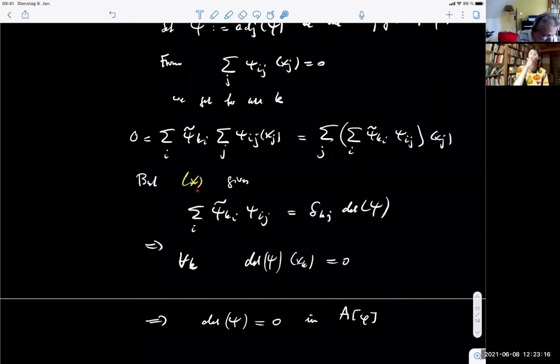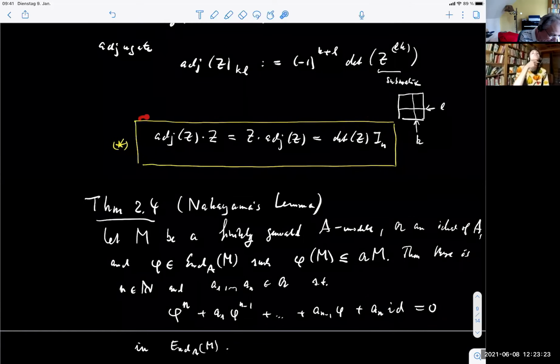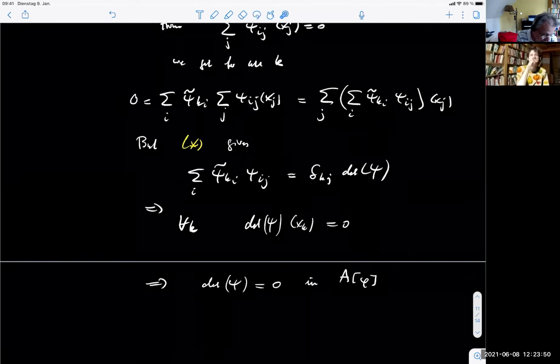But now comes the star. Let me go back, but this is the non-trivial step. What was the star? This is this. So now what does this say? If you multiply the adjugate, here it's z, but this will be psi, it's clear. And then we replace in the sum by the determinant. We see the product of the adjugate with the matrix is a multiple of the identity matrix. But the scalar is just the determinant.